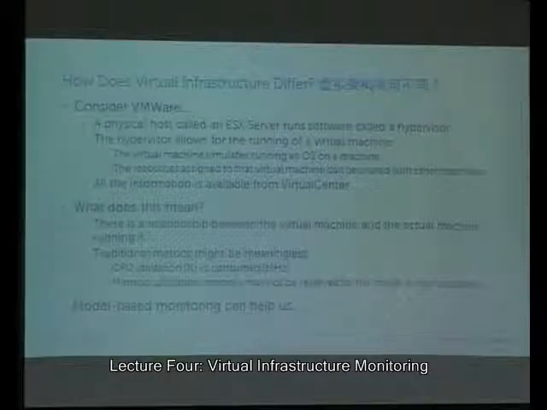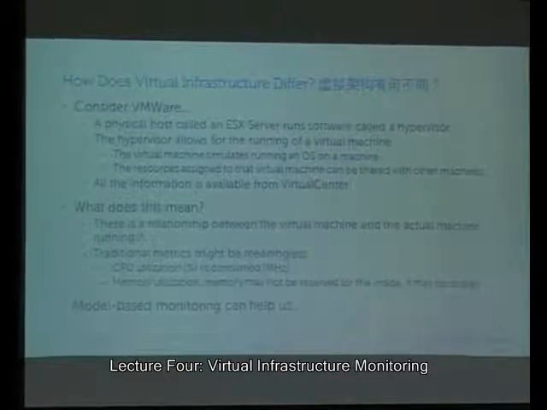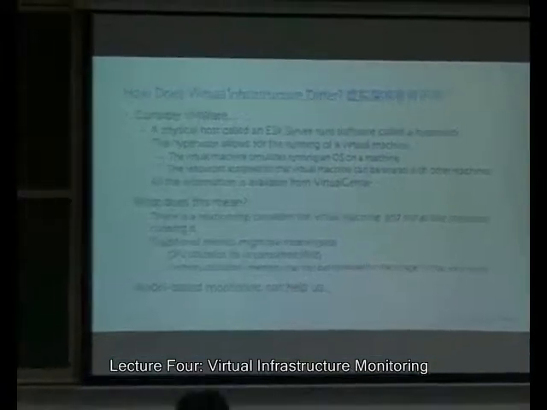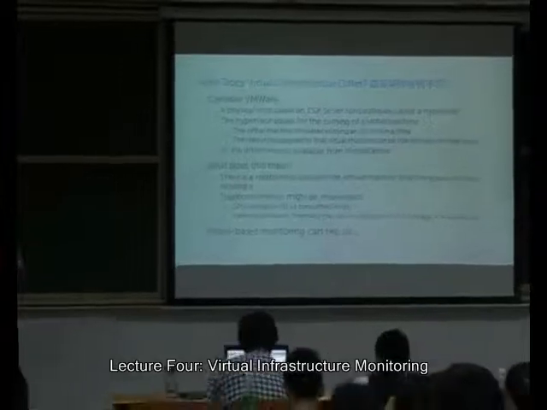Okay, so a physical host that's called an ESX server runs a layer of software called a hypervisor. This hypervisor allows you to create abstract hosts, and they are called virtual machines. A virtual machine is just like a computer. It has an operating system on it, but it's not real. It's running on the hypervisor and being asked to use only part of the resources available on that ESX server. Why do we do this? We do this so that we can control the resources that are used.